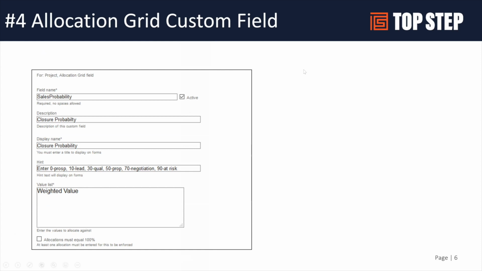So what does it look like? Here I've got a picture of an allocation grid for sales probability. As we mentioned, we have different probabilities we want to store, and our value list is weighted value. So this is the list that's going to show in the grid, and then you assign, in this case, we would assign a percentage to the weighted value. Again, you could have multiple values in this list, and you see at the bottom of this form, here's where you can require that the values sum to 100%. But in our case, we're not going to force it to 100 because we're only using this for a single use case, a single value we want to generate from this field.